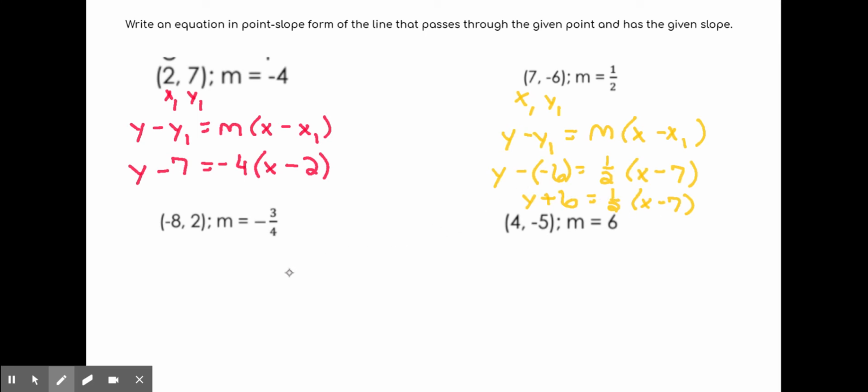Okay? I want you to try the next one. This is my point, x1, y1. This is my slope. We're using point slope form, which is y minus y1 equals the slope times x minus x1. So you plug these values in and see what you get.